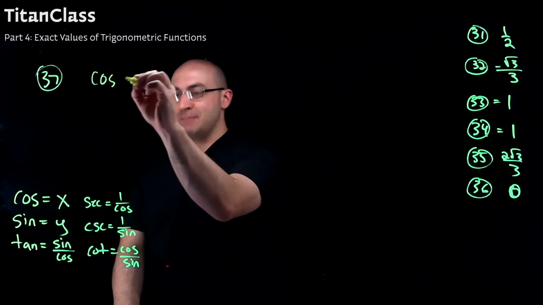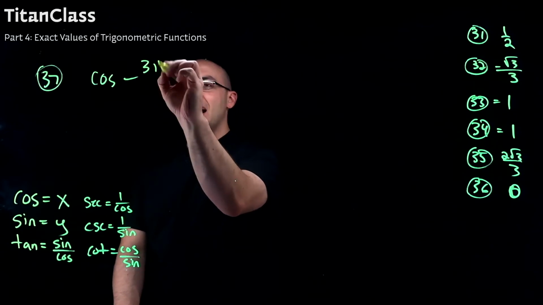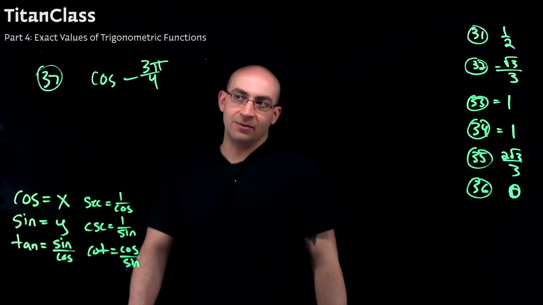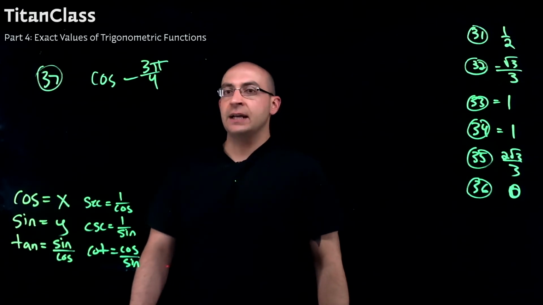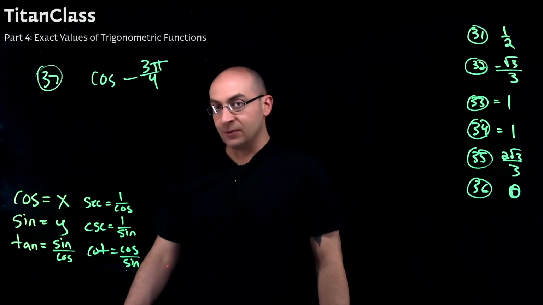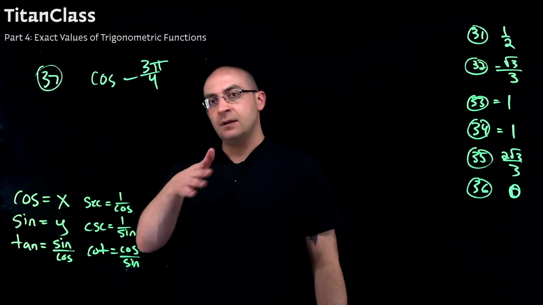37. Cosine, okay, now we're getting to some beef. Cosine negative 3 pi over 4. Okay, well, what is negative 3 pi over 4? It's certainly not 3 pi over 4, right? So negative 3 pi over 4 just means I'm going the opposite way on the unit circle. So if you know where 3 pi over 4 is, it's in quadrant 2. I'm just going the other way.